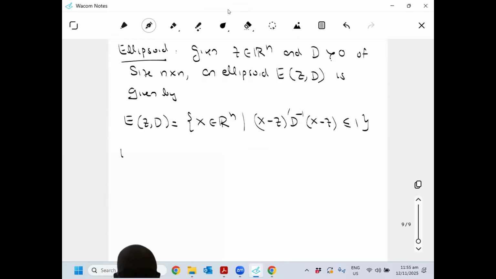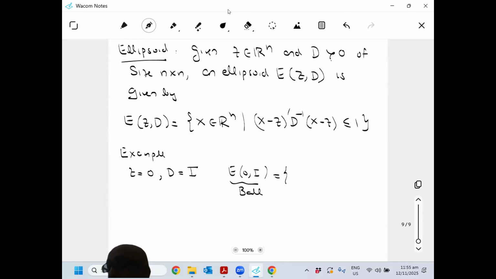So for example, if z is the zero vector and D is the identity matrix, this is simply the ball. So ellipsoid (0, I) is just a ball in n dimensions, what's called a hypersphere, or in this case just the unit ball: x transpose x less than or equal to 1. That's just a disk in 2D. In 3D, it's a sphere centered at the origin.